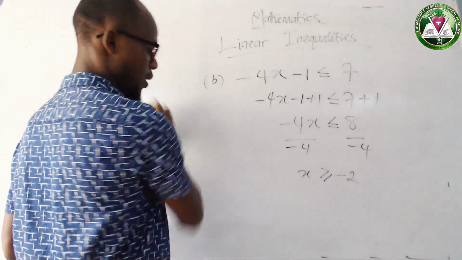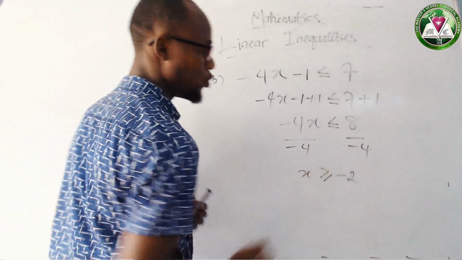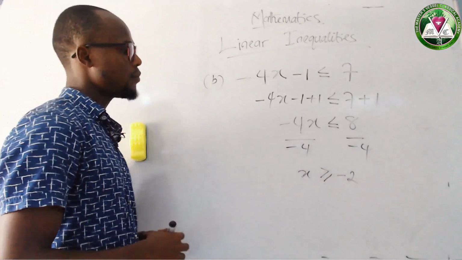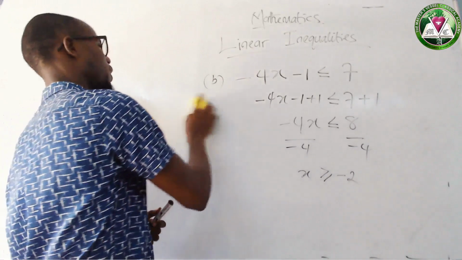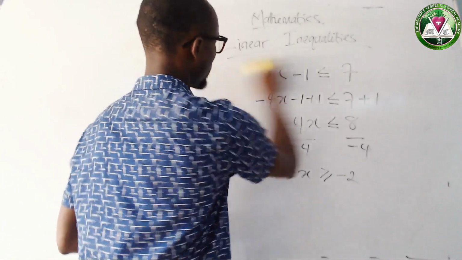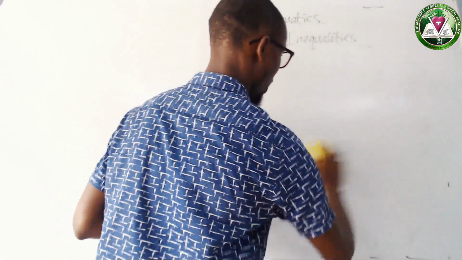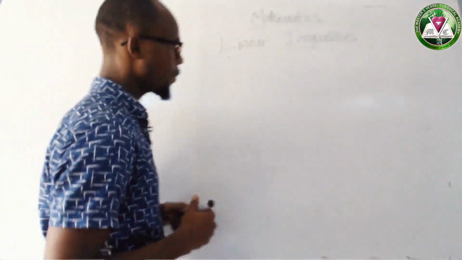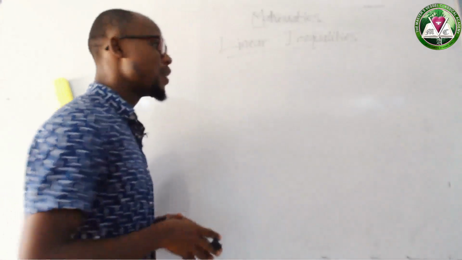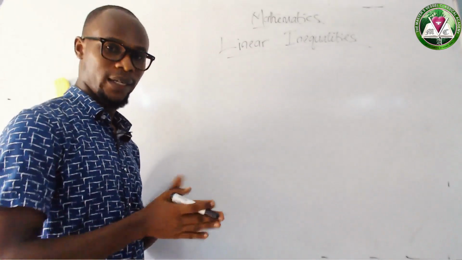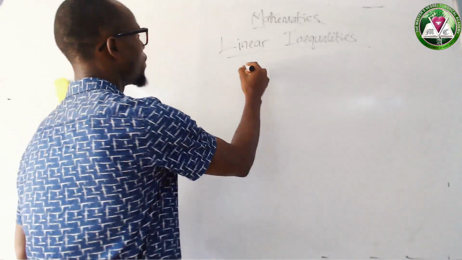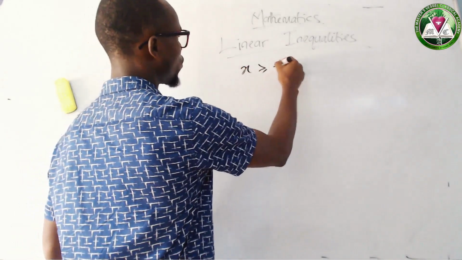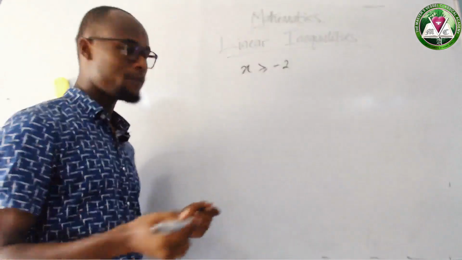Now, we can demonstrate this. We can show our solution on the number line. How do we represent our solutions on the number line? Supposing we want to represent x greater than or equal to -2 on a number line.